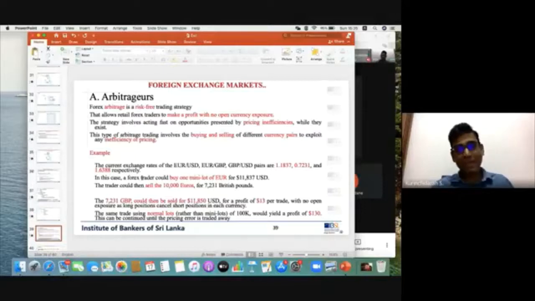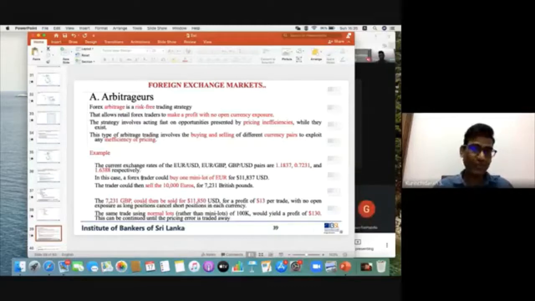Now, as an example, rather than going in deep, say bank A is selling dollars at 200 rupees, and bank B is buying dollars at 202 rupees. What you can do is buy from bank A at 200 and sell it to bank B at 202. You make a 2 rupee profit immediately, buying and selling. I have no position now. I just bought dollars and sold to bank B. Finished, because this is the pricing inefficiency.